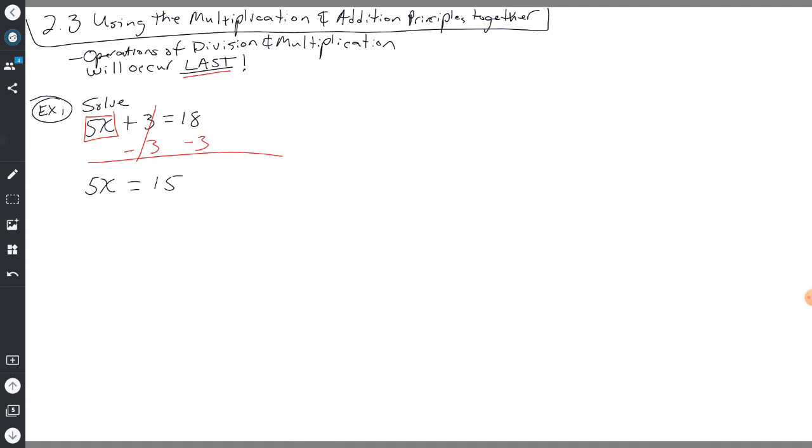And then now, divide the 5 off. So x is equal to 3. So again, this is our solution. We can check our solution.